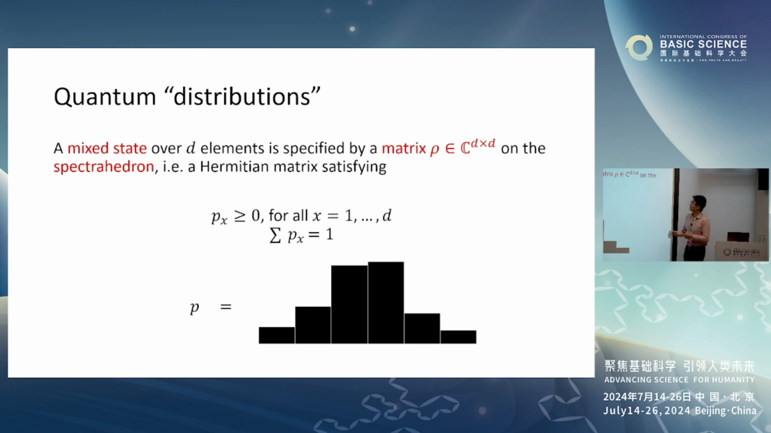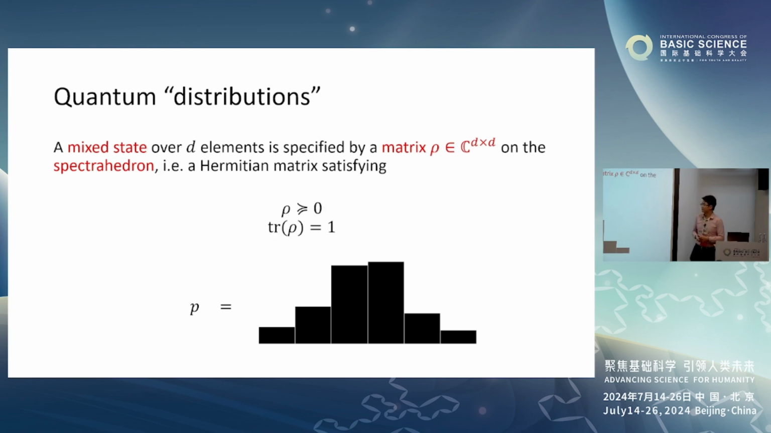It's specified by a complex d by d matrix, and it's over the spectrahedron, meaning that instead of having this property, it is now positive semi-definite, and the trace of rho is 1. In other words, its eigenvalues are all non-negative, and they sum to 1. So you can see there's this analog between the classical and quantum settings.